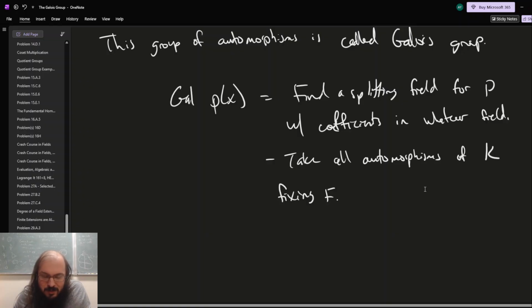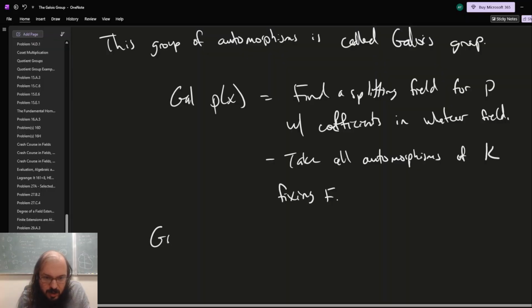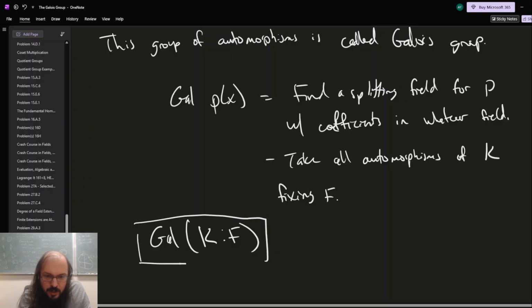Sometimes we don't have a specific polynomial in mind, we just have the field. In which case, we can say that you have the Galois group of K over F, or K. Sometimes you see K comma F. What does Pinter write? I don't remember. He writes K colon F. Okay, all's well. So this will be our notation for this object.